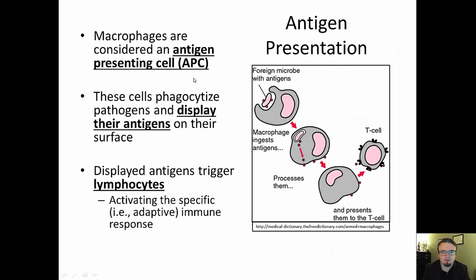Now, the next thing I want to talk about here is a special role that macrophages play. Macrophages are a key cell that bridge the gap between the second and the third line of the immune system. Earlier I talked about the 3 levels of defense, the second level being the non-specific and the third level being the specific.